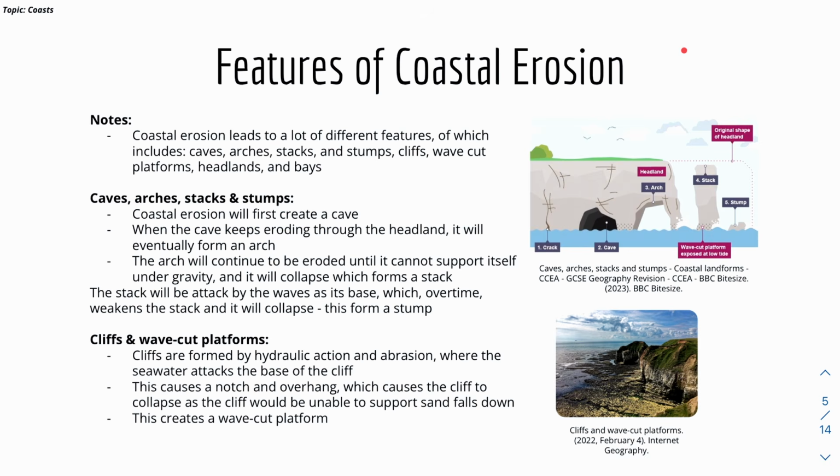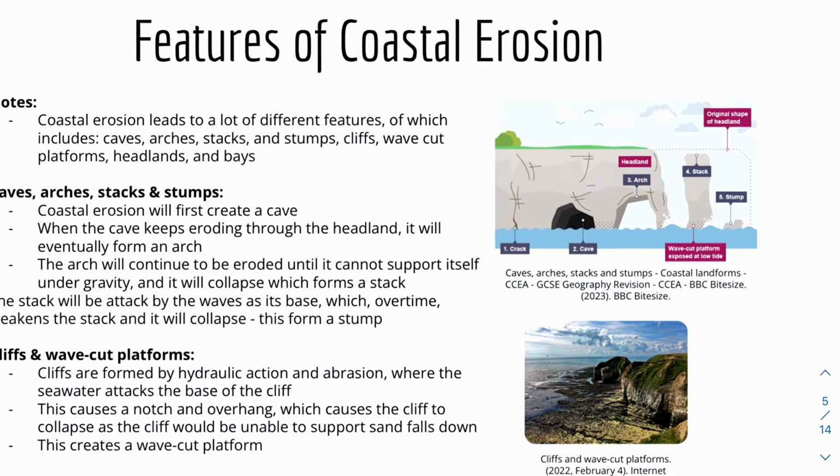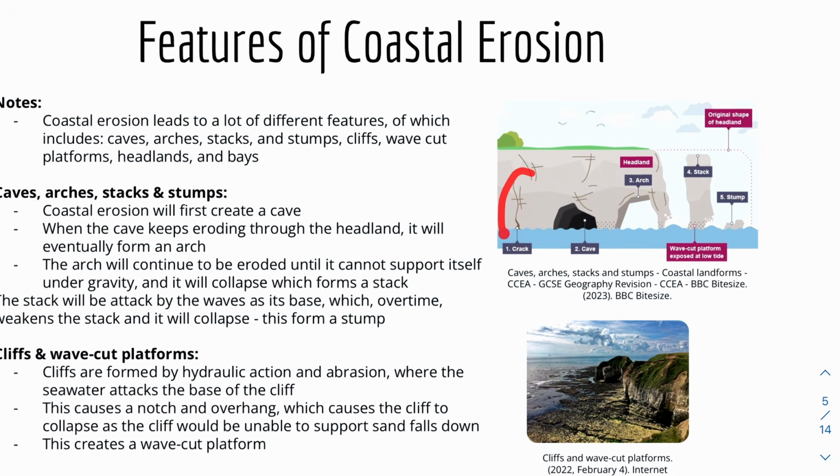Then we have the features of coastal erosion. So here's a note. Coastal erosion leads to a lot of different features, which include caves, arches, stacks and stumps, cliffs, wave-cut platforms, headlands and bays, which we'll look into later. So here's a diagram of caves, arches, stacks and stumps. So let me just zoom into the diagram. We have a crack here.